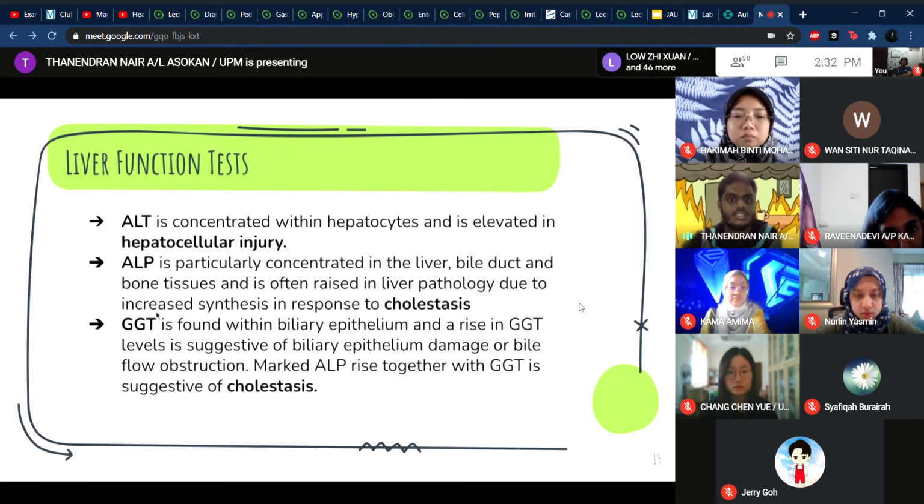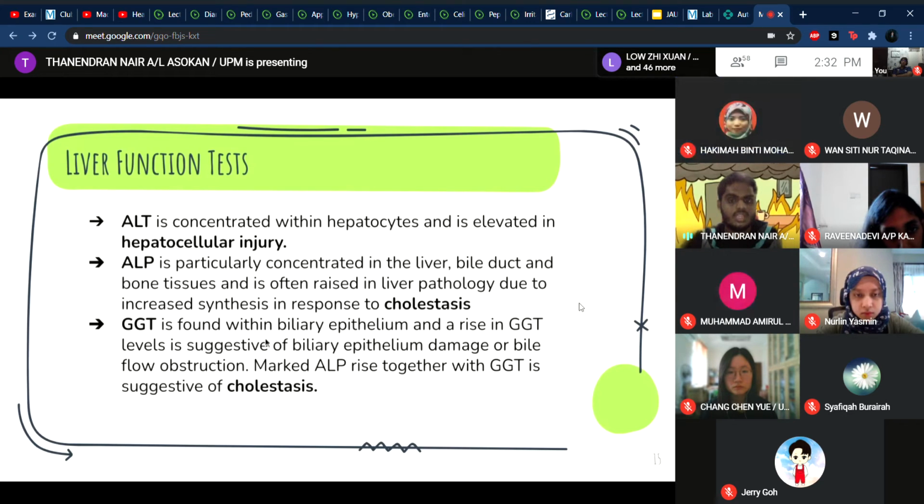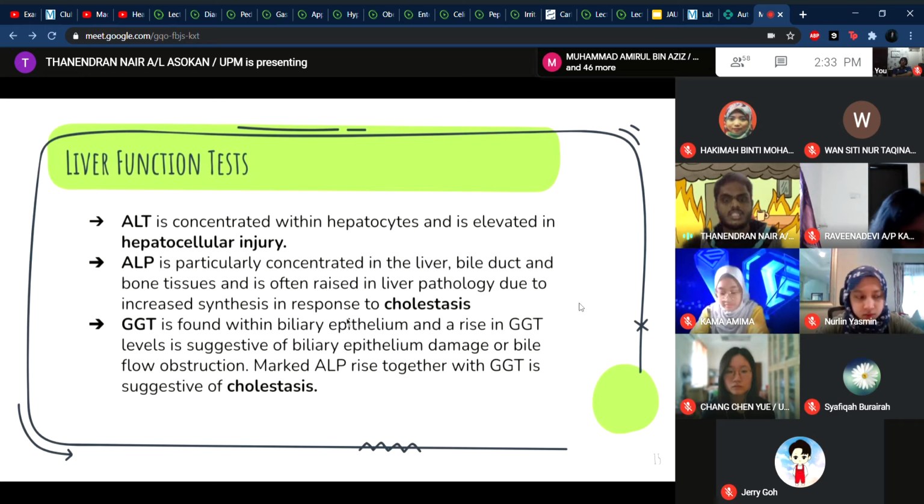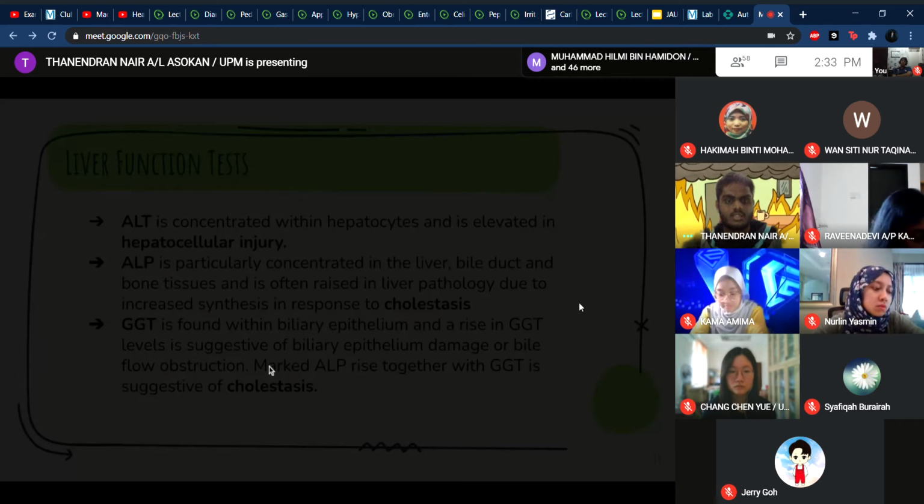Okay, GGT, however, is found within the biliary epithelium. It is specifically found within the biliary epithelium. So a marked ALP rise together with GGT would indicate cholestasis, because it is found in the biliary epithelium. Cholestasis, so stasis, we know, is an obstruction to flow. So cholestasis is an obstruction to bile flow. Since GGT is found within biliary epithelium, a rise in GGT would suggest cholestasis.